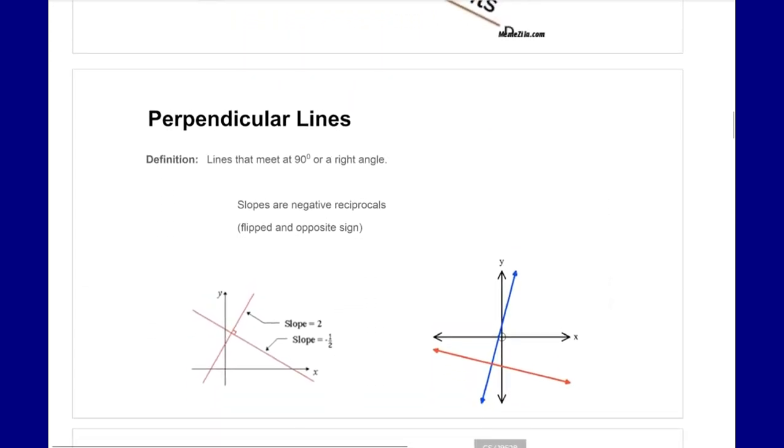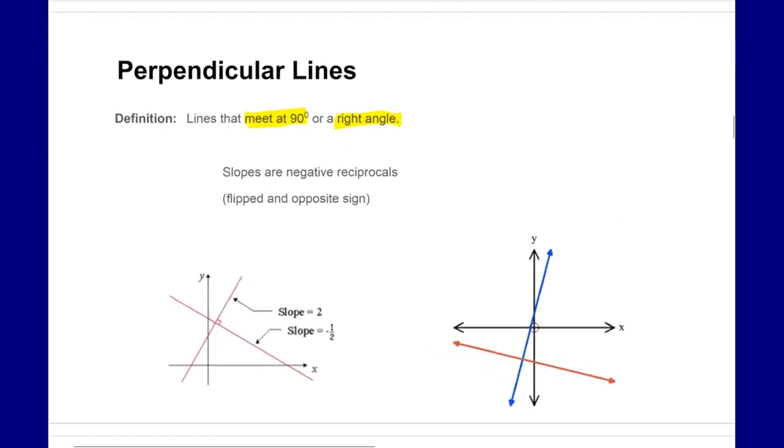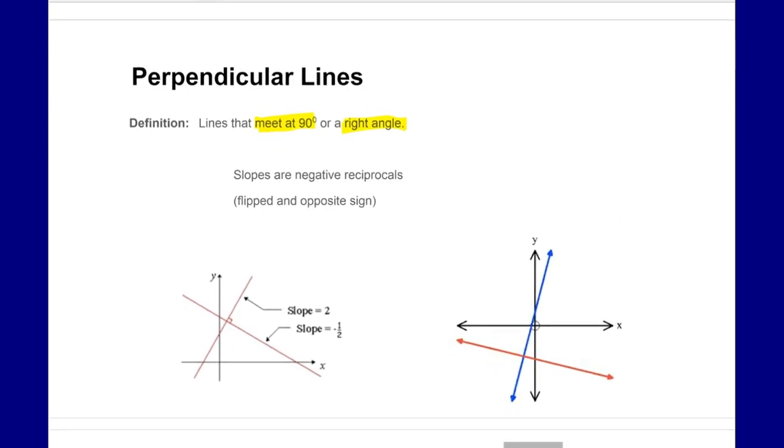Perpendicular lines mean that they meet at 90 degrees or a right angle. So if they are perpendicular, they meet at 90 degrees or a right angle. And these slopes are not the same, but they are what we call negative reciprocals. Negative reciprocals means that they are flipped and the opposite sign. So for example, we see here, one slope is 2, the perpendicular slope is negative 1 over 2.